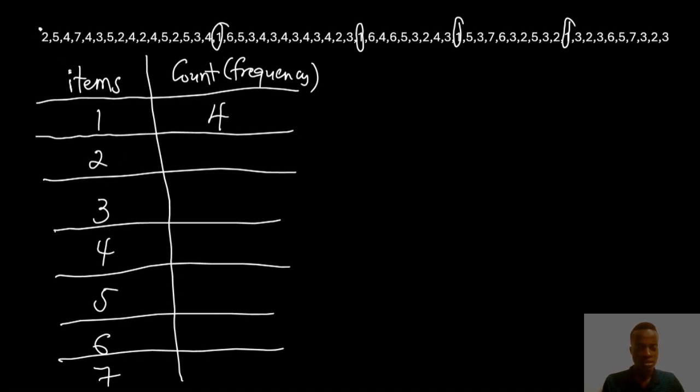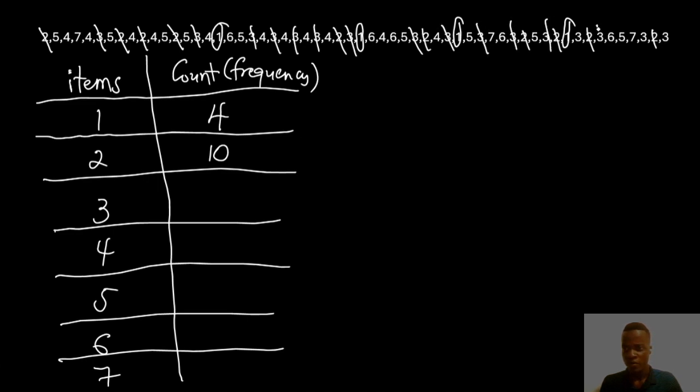Then two. You have 1, 2, 3, 4, 5, 6, 7, 8, 9, 10. So I have 10 of the twos. Then let's go to item 3. 1, 2, 3, 4, 5, 6, 7, 8, 9, 10, 11, 12, 13, 14, 15, and 16. So I have 16 of the 3s here.